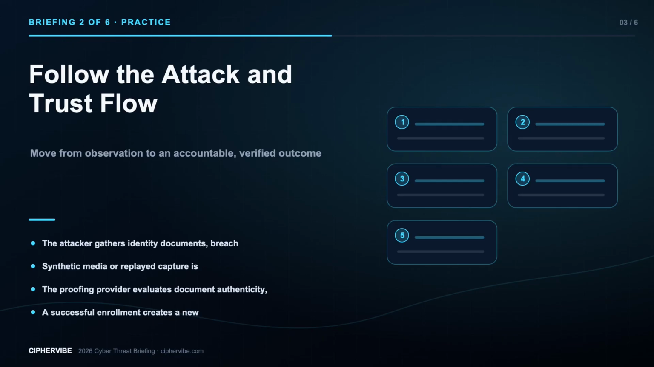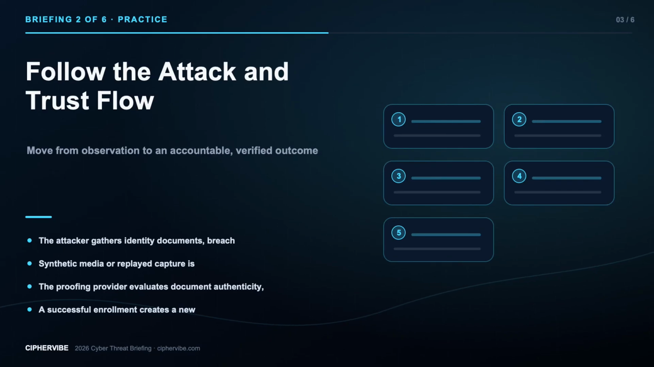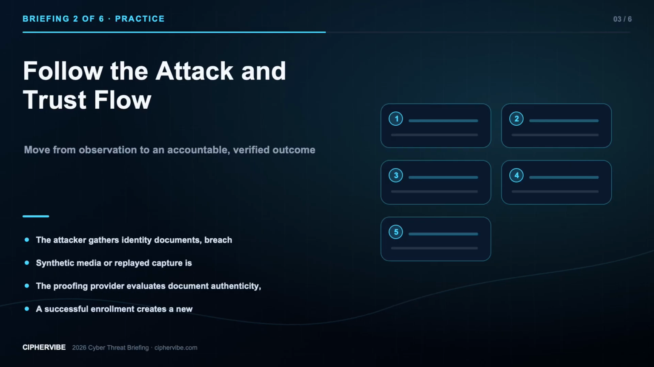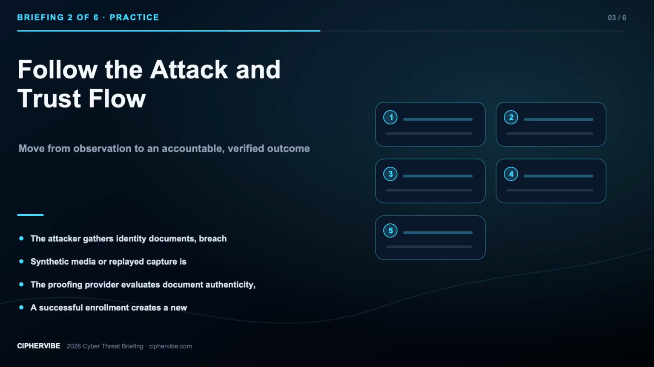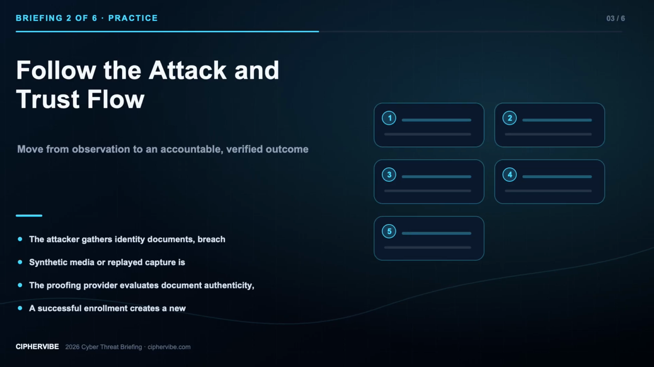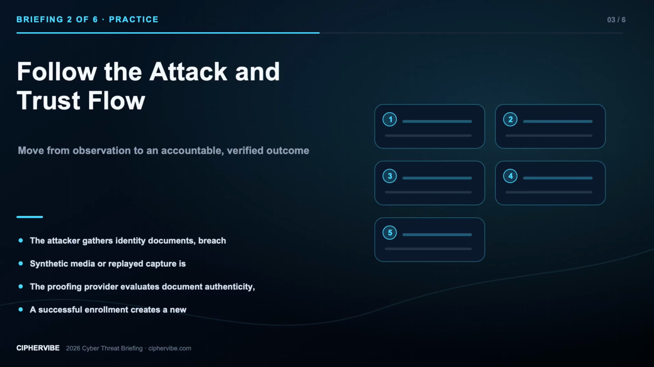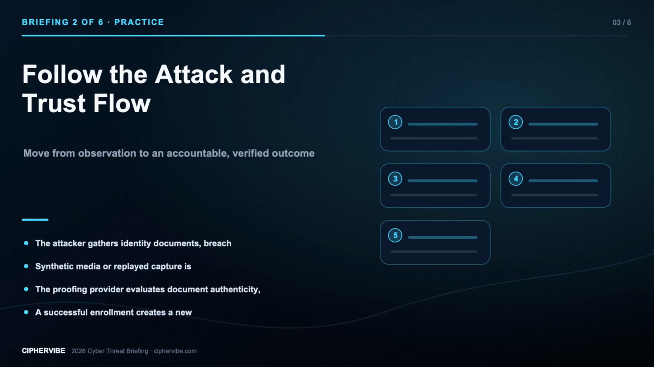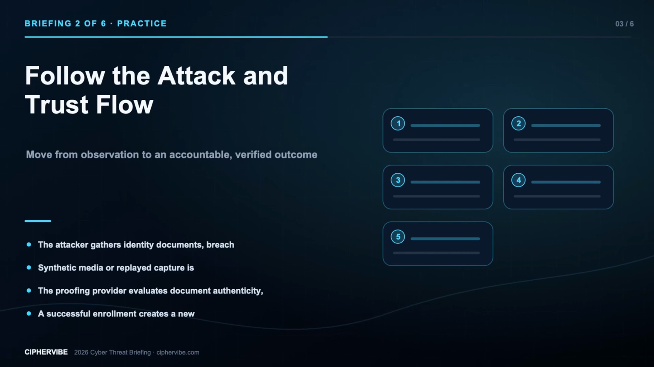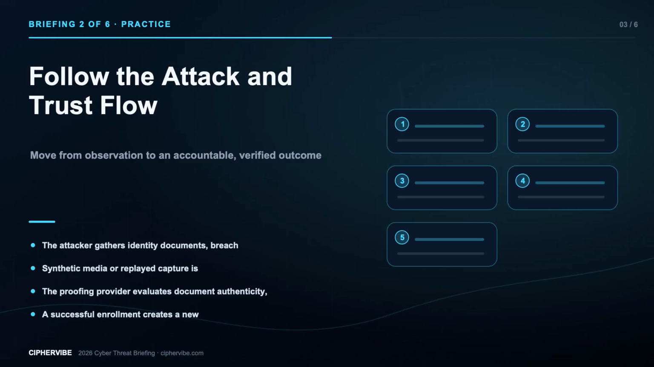Third, the proofing provider evaluates document authenticity, biometric comparison, liveness, device integrity, network risk, and behavioral consistency. Fourth, a successful enrollment creates a new authenticator or recovery path that appears legitimate to downstream applications and federation partners. Fifth, detection requires correlated signals across proofing, device, session, help desk, identity provider, and relying party logs, not a biometric score in isolation.